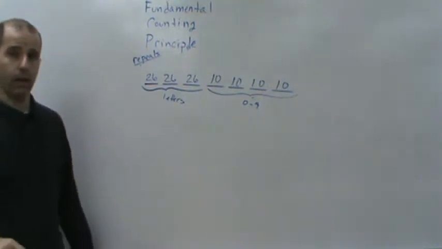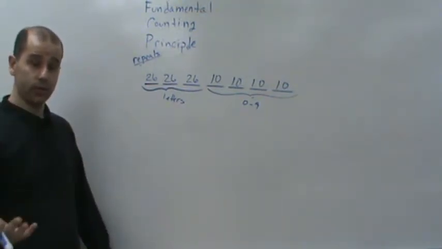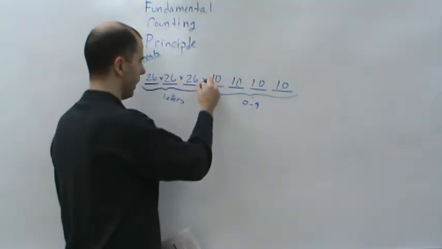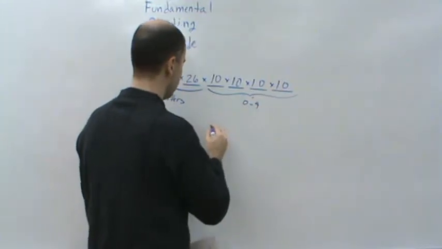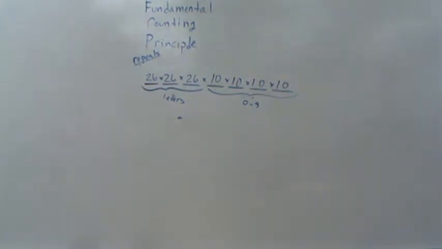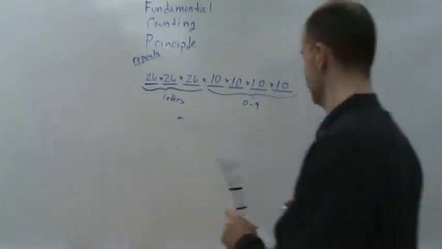So now, all I have to do is use the fundamental counting principle and multiply them all together. So just visualize and just add multiplication signs here. And so what happens if I multiply across? Well, how many different license plates do I get? I get $175,560,000.